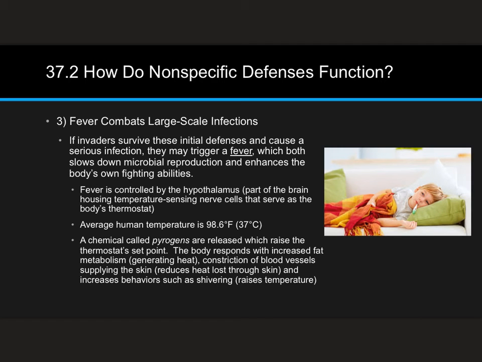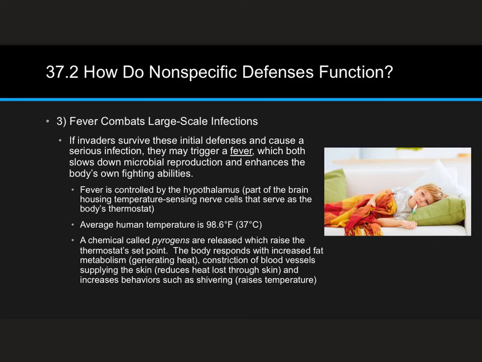Okay, the last part of our innate immune response is fever. So part 1 was your white blood cells going to attack these things. Part 2 is the inflammatory response. Part 3 is fever, which is going to help combat large-scale infections. So if you have a fever, your body's fighting something off. We'll talk about why it does that.